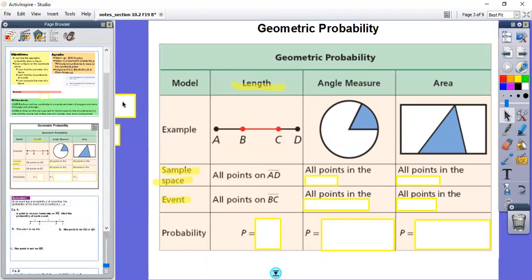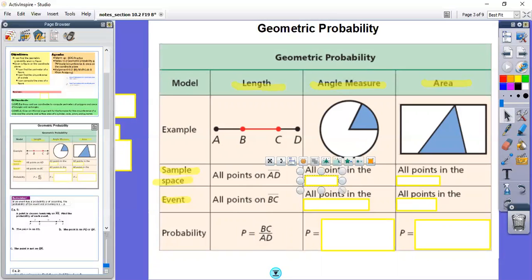The way that I calculate the probability is I find the number of points on segment BC, the event, divided by the number of points on AD. Of course, there's an infinite number of points on each of those segments, so we typically will just talk about the length of BC divided by the length of AD. We can also talk about probability in terms of an angle measurement. So let's look at angle.